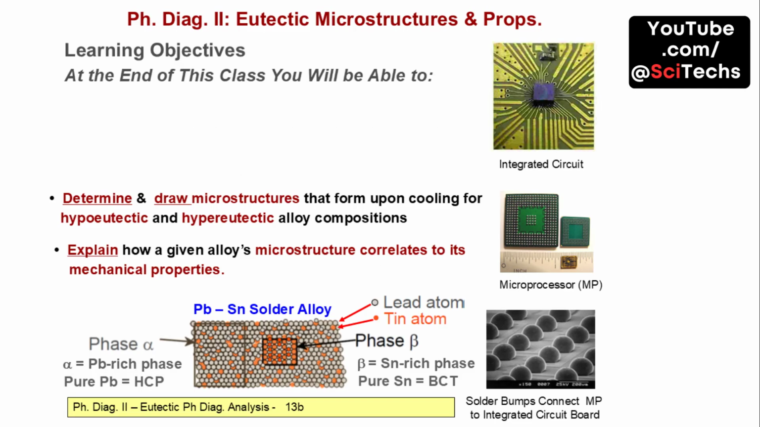By the end of this class, you will be able to determine and draw microstructures that form upon cooling for hypoeutectic and hypereutectic alloy compositions. Additionally, you will understand how a given alloy's microstructure correlates to its mechanical properties.